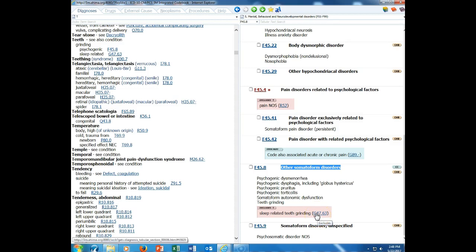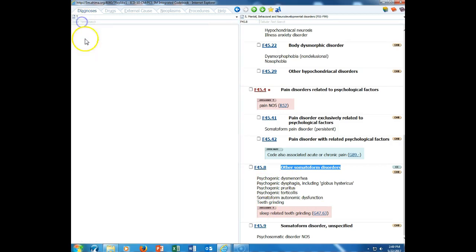G47.63. And that's what this guideline is telling you, is when you look at a code, and it includes conditions like this other somatoform disorder, this is not a specific code. It includes many things. It has an excludes note 1 for sleep-related teeth grinding, which is not related to all of the terms that are listed for this code. So even though we have an excludes note 1, we can still go ahead and assign that code if it is unrelated to the term that is grouping under that code.